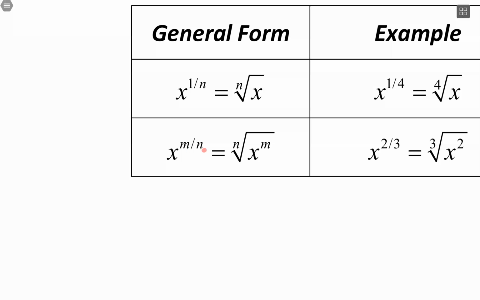If you have a numerator and denominator, the denominator is the same, that keeps telling you the level of root that you're taking. The numerator ends up being the exponent on the base. So x raised to the m over n power is the same thing as the nth root of x raised to a power of m. So the numerator, m, tells you the exponent, and the denominator n tells you the root that you're taking.